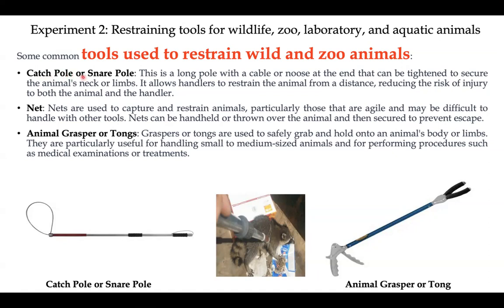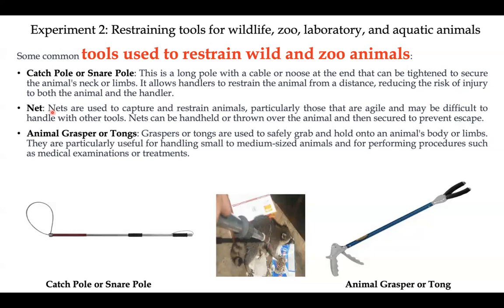So the catch pole or snare pole, this is a long pole with a cable or noose at the end. এটাকে বলা হচ্ছে noose অথবা cable at the end, and it holds the animal by the animal's neck or limb. এখানে দেখো যে এটা পোলটা ইউজ করে একটা অ্যানিমেলকে রেস্ট্রেন করা হয়েছে. The reason is that if we use this long handled equipment, the animal will be far from our body and restrained, so it will not be able to harm the handler.